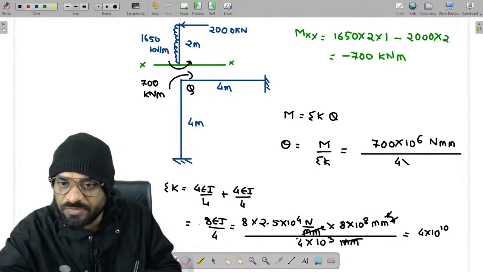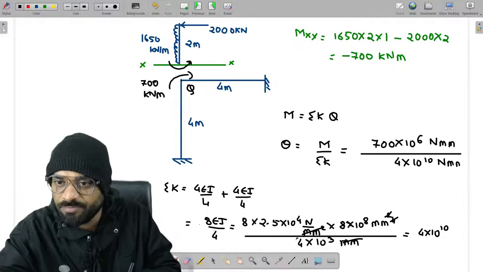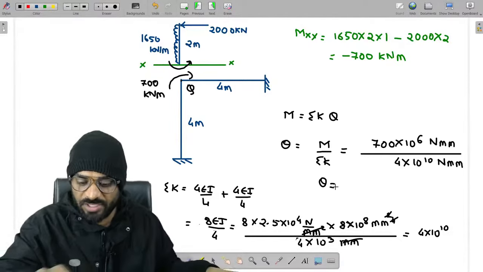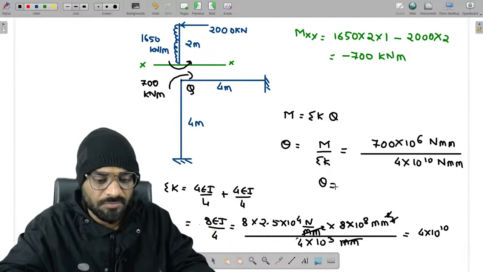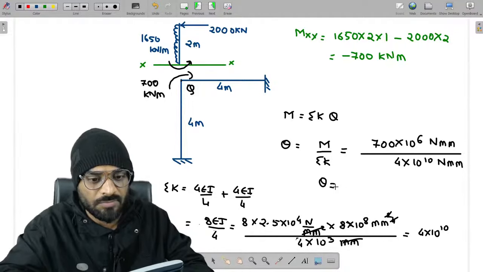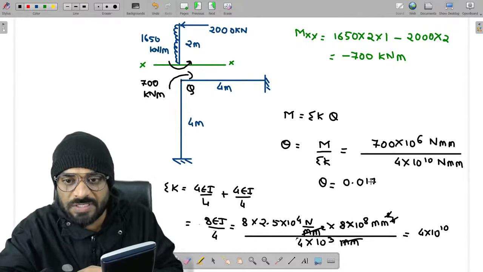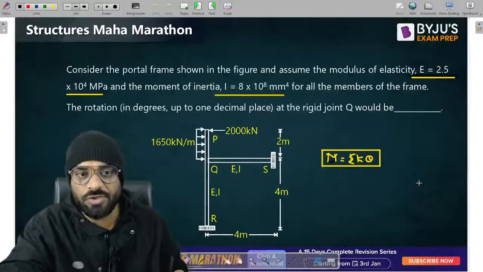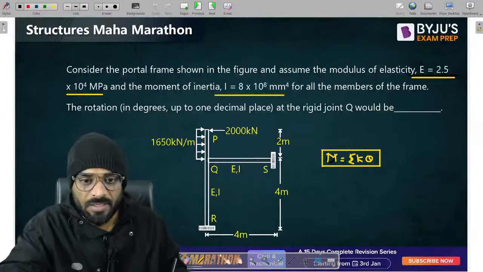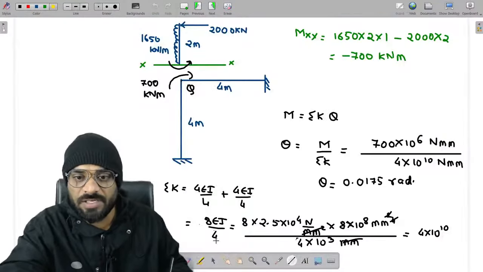Okay. So just put this value to get the result. Right? And the unit is same, again Newton mm. So please calculate what is the value of theta which you are getting. So guys, the theta value which we are getting in terms of radian is equal to 0.0175 radian. This is not in degree. If you want to convert it, I need to multiply it by 180 divided by pi. As per our question, we need to find out the value in terms of degree, right? So please multiply this value.